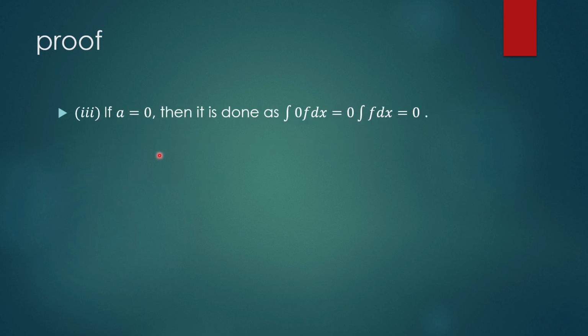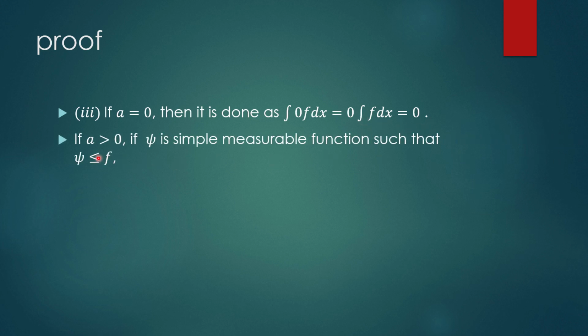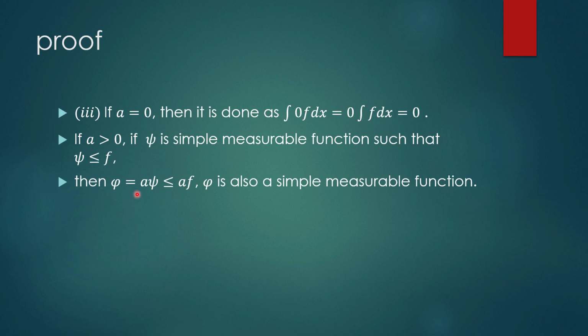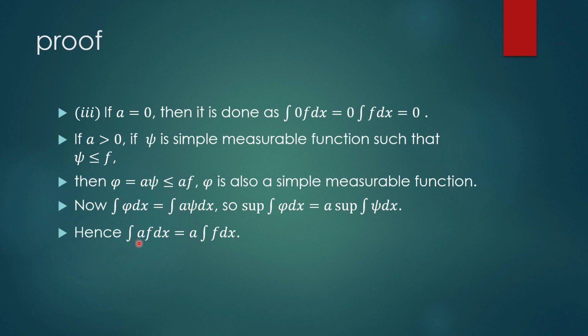Number 3: if a is equal to 0, then it is done. 0 times f is 0, and 0 times the integral of f is 0; they are all equal. If a is greater than 0, and ψ is a simple measurable function such that ψ is less than or equal to f, then φ, which is exactly equal to aψ, is less than or equal to af. φ is also a simple measurable function. Now the integral of φ dx is equal to the integral of aψ dx. So the supremum of the integral of φ dx is equal to a times the supremum of the integral of ψ dx, because a is positive, so you can take a outside the supremum. Hence the integral of af dx is equal to a times the integral of f dx.